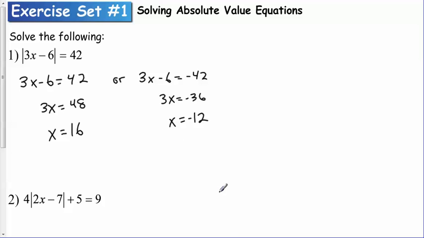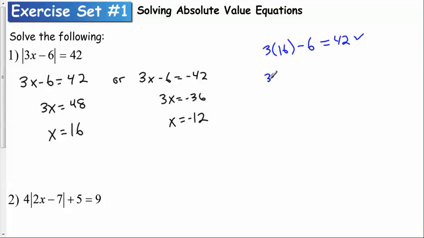And so I plug it in. And it's as simple as just plug it in. You can even use a calculator if you want. Me, I don't like using calculators. So we have 3 times 16, which is 48, and 48 minus 6 does equal 42. So this one works out.